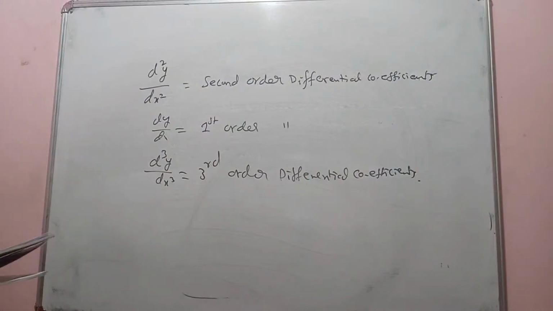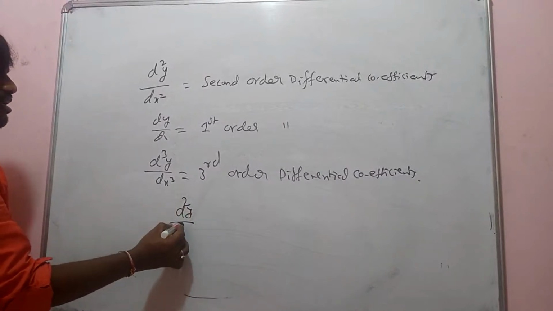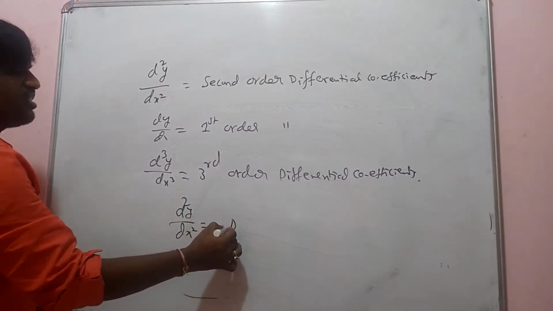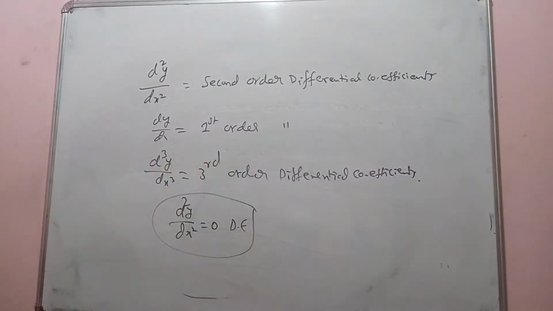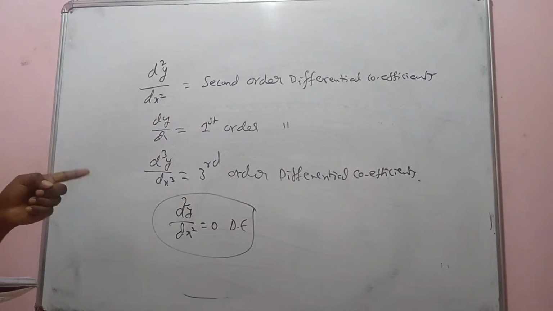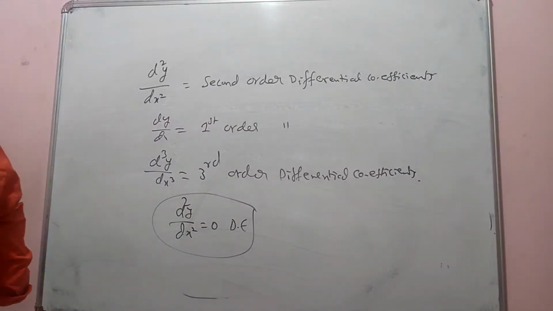If you have d square y by dx square is equal to 0, this is also a differential equation. Don't think this is not a differential equation. Are you getting it? I think you have understood: x is called independent, y is called dependent. Y is always dependent, x is called independent. Hope you understand.